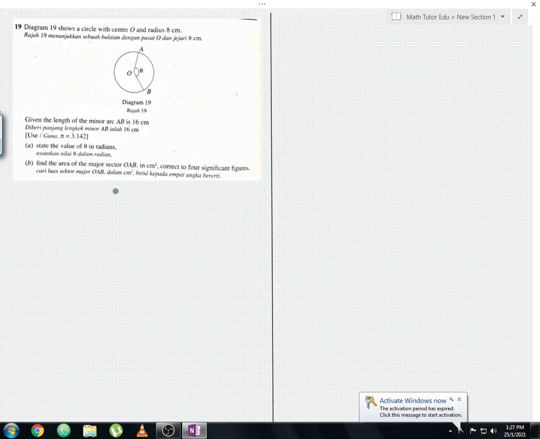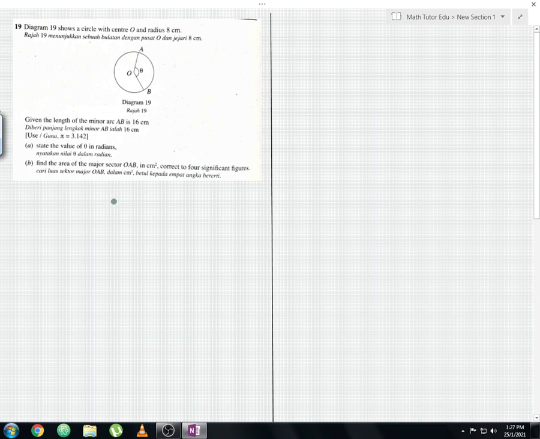Okay, let me read the question now. Diagram 19 shows a circle with center O and radius 8 cm. Given the length of the minor arc AB is 16 cm. So this is the length of the minor arc, guys. Use pi equals to 3.142. State the value of theta in radians. Find the area of the major sector OAB in centimeter square, correct to 4 significant figures. So this is the overall question.